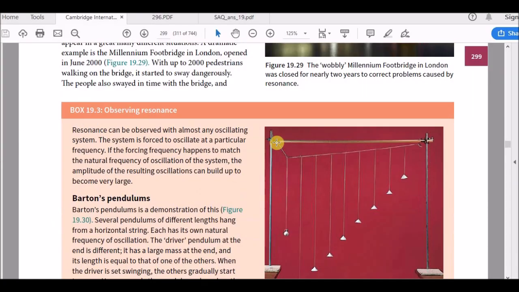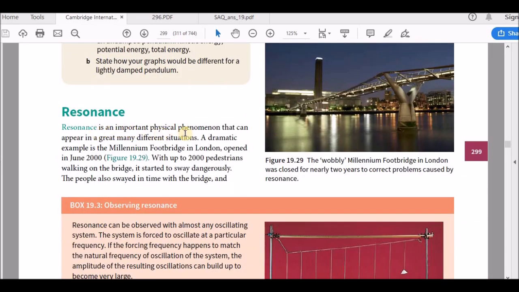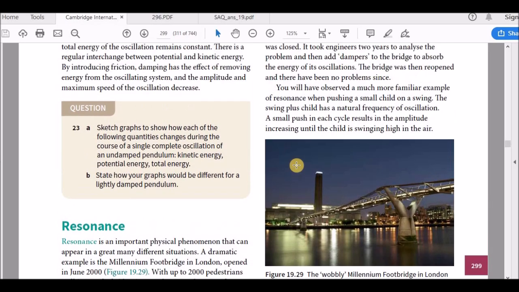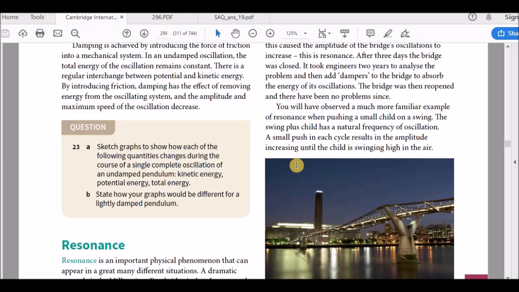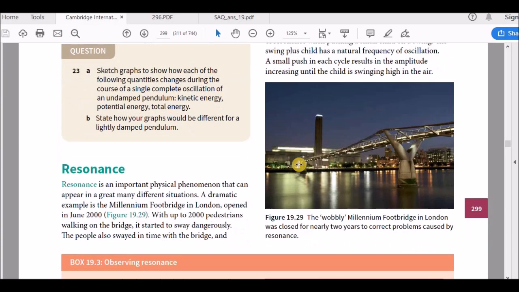Resonance is also a very important topic. It is an important physical phenomenon that can appear in many different situations. Resonance occurs when the driving frequency is equal to the natural frequency of the object. At that point, the object will oscillate with maximum amplitude, and we call this effect resonance. Something like that happened in this bridge, where about 2000 pedestrians walking on the bridge started to sway dangerously. People also swayed in time with the bridge.